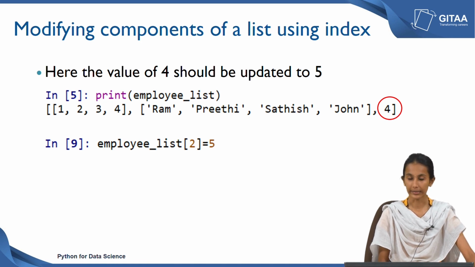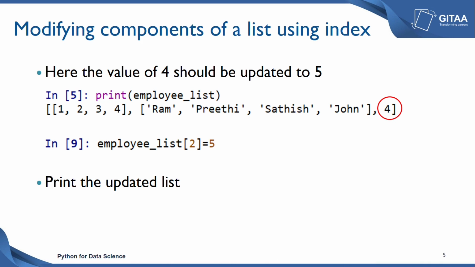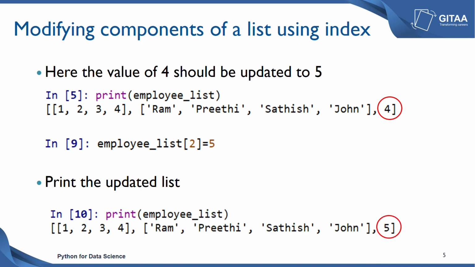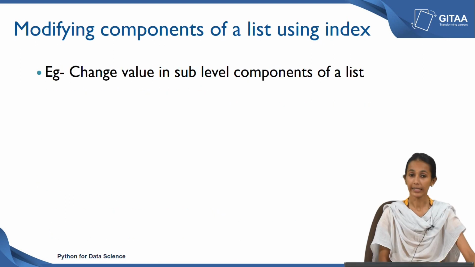Employee underscore list 2, so I am assigning it to 5. If I print the updated list, 4 will be replaced with 5. So, the encircled ones have been replaced. Let us say I wanted to change the value in a sub level component of a list.